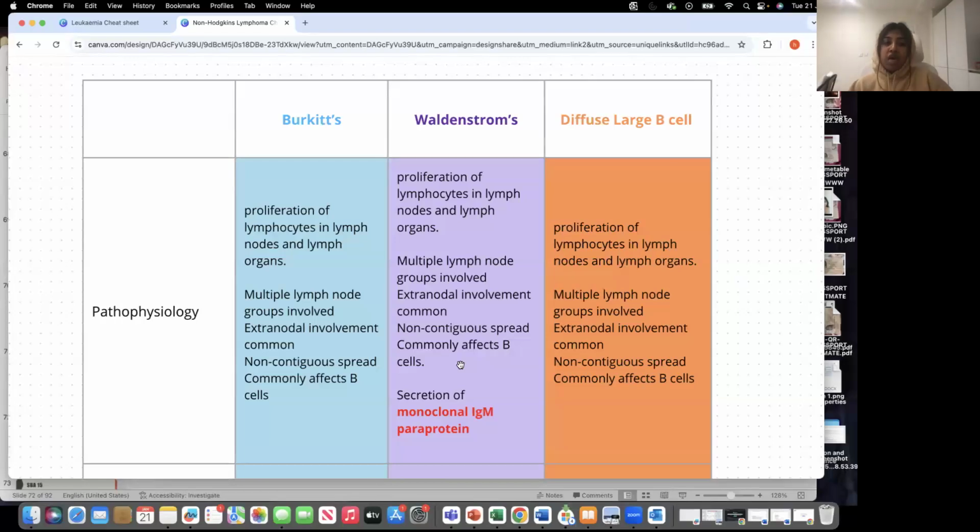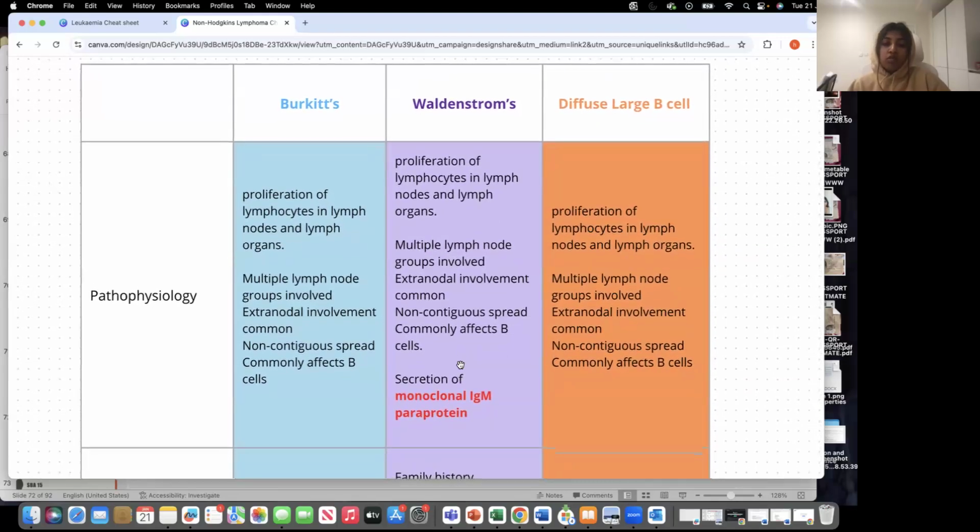Pathophysiology: Burkitt's is the proliferation of lymphocytes in lymph nodes and lymph organs. There are multiple lymph node groups involved, extranodal involvement, and non-contiguous spread, commonly affecting B cells. Hodgkin's lymphoma is contiguous spread. Non-Hodgkin's lymphoma is non-contiguous spread, and it's the same pathophysiology for all three of them.